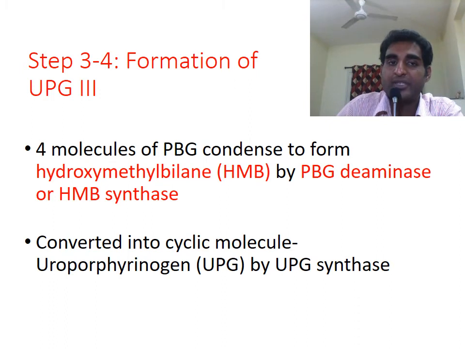4 molecules of PBG then condense to give hydroxymethylbilane, which is a linear tetrapyrrole. This reaction is catalyzed by PBG deaminase or HMB synthase. This linear molecule is then converted into a cyclical ring called uroporphyrinogen or UPG by UPG synthase.